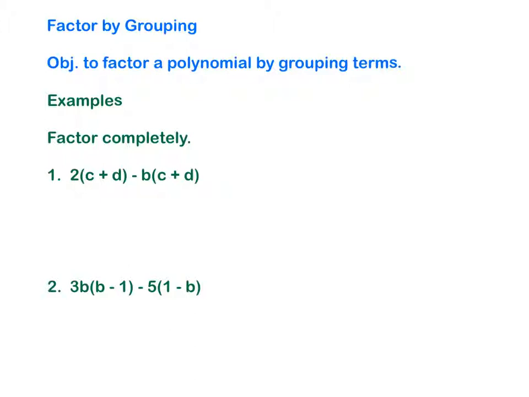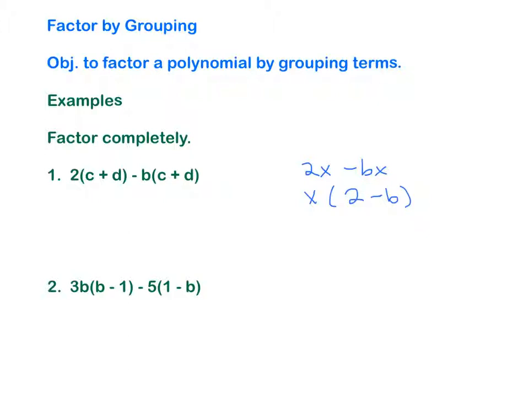So if you look here at number 1, you'll see that I have 2 times the quantity c plus d minus b times the quantity c plus d. So it's not a typical polynomial written in simplified polynomial form, but you will notice that I have the c plus d and the c plus d in both of those terms. So what I'm going to do here is I'm going to factor out just like I would if I had something like 2x minus bx. If you look at that problem, you can see that I have x and x in both of those terms. So I would factor it out like a GCF, and I would get x times the quantity 2 minus b.